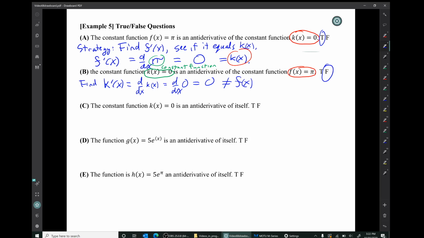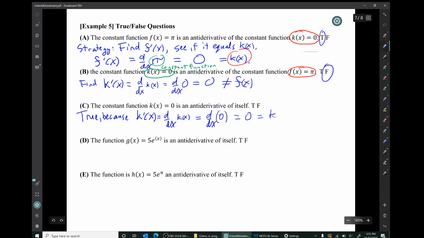What about question C? The constant function k of x equals 0 is an antiderivative of itself. Well, that's true, but we should explain why it's true. So there's our explanation. Little k prime equals little k. So little k is an antiderivative of itself. How about question D? The function g of x is an antiderivative of itself. Well, that seems clearly true as well. So let's just go ahead and circle true, and let's show why.